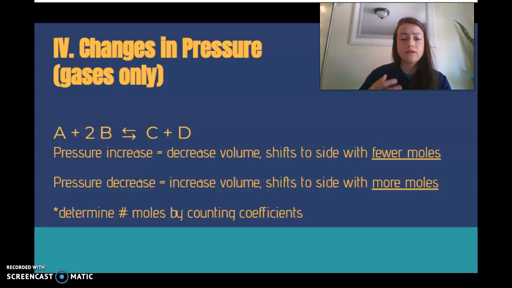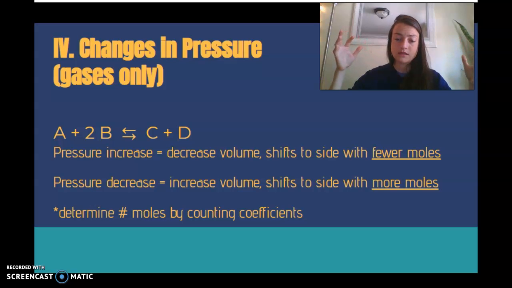So looking at this, we have more total moles on our reactant side, on our left side. If we were to increase the pressure and decrease the volume, we're going to have to switch to the side with fewer moles. So we're going to make more products. If we were to decrease the pressure and make things a little bit more spaced out, then we can shift to the side that has more moles on it. So then we would make more of our reactants. And we'll do an example with all of this at the end.